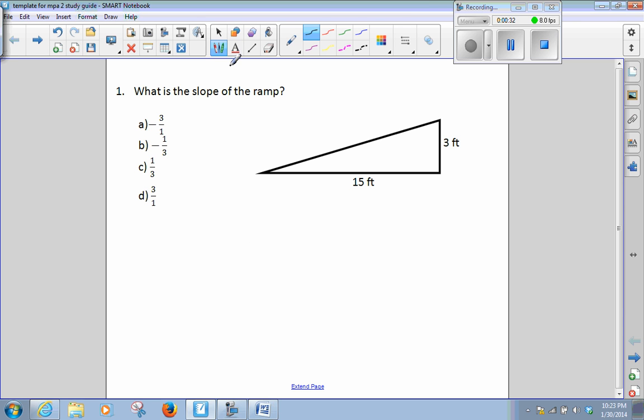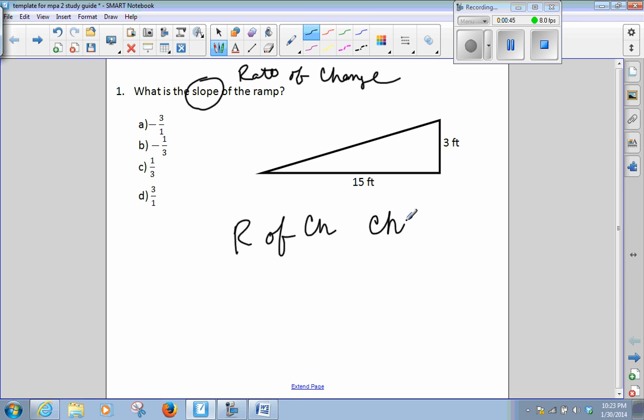Here we go. Number 1, what is the slope of the ramp? Remember that the slope is another word for rate of change. Remember that rate of change is your change in your y values over your change in your x values. If this were on a graph, the y-axis is the one that goes up and down. The x-axis is the one that goes from left to right.